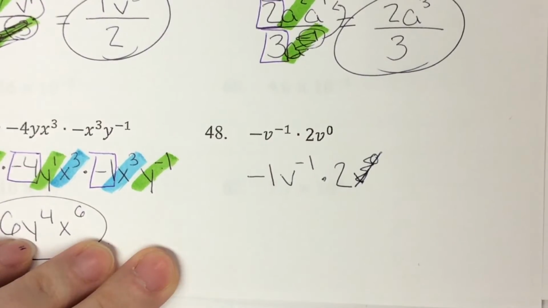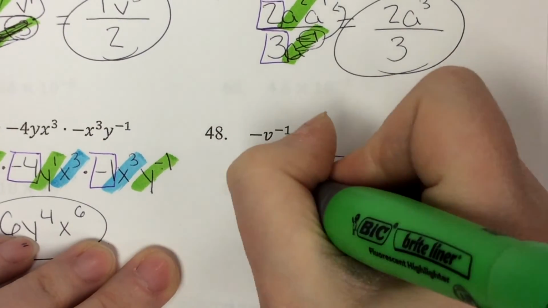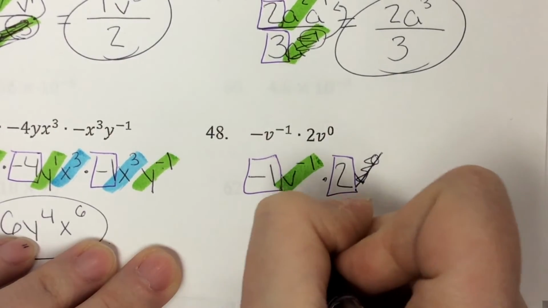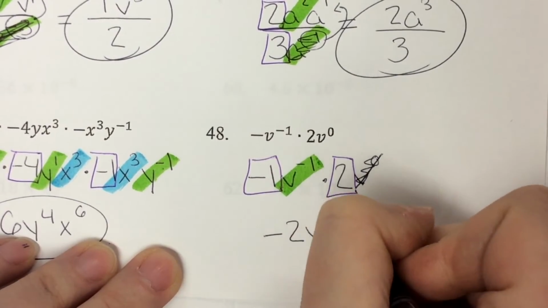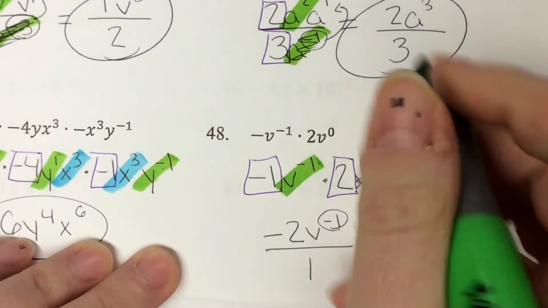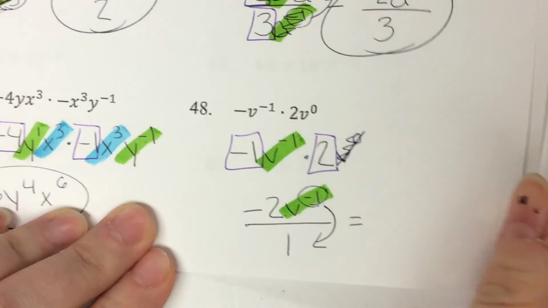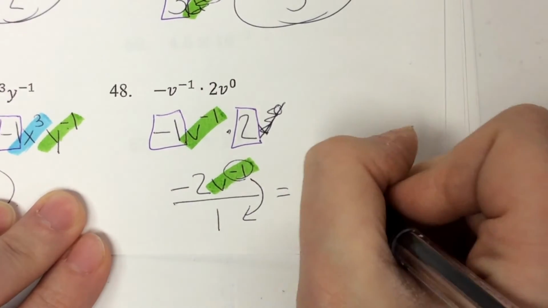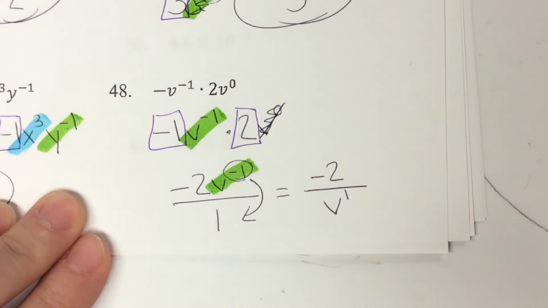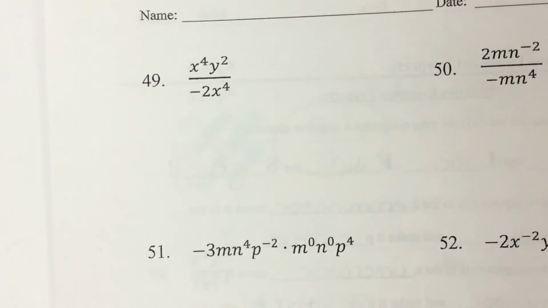So let me see here. We've got our coefficient and our base exponents. All right, so negative 1 times 2 is negative 2, and we've got v to the negative first power. Here's that negative exponent. So what we need to do is cross the line and change the sign. So what we have left over is negative 2 stays in the numerator, and in my denominator I have v to the positive first power, or basically just v. All right, guys, I'm going to have you pause here and try 49 on your own.